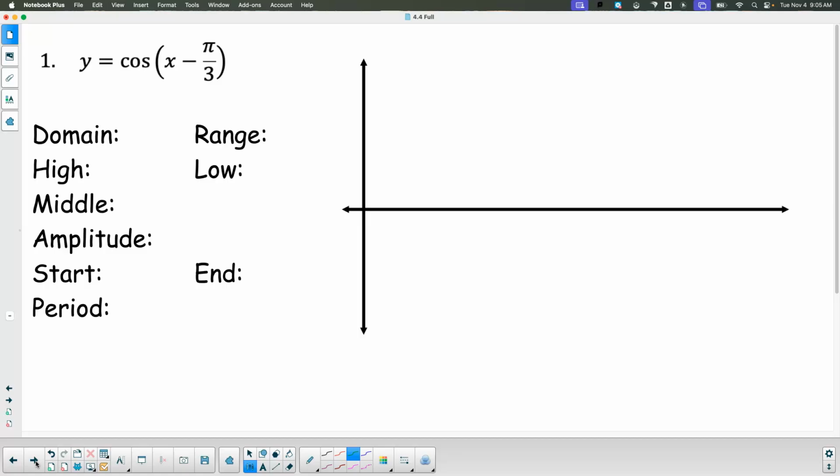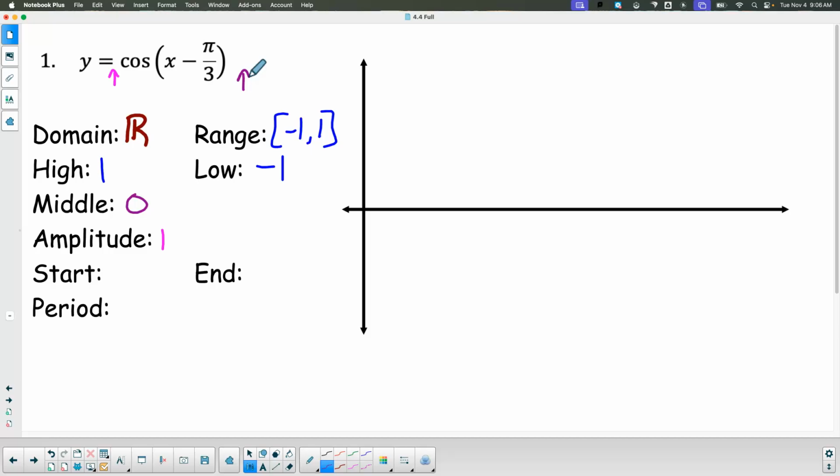Okay, so our first example is y equals cosine of the quantity x minus pi over 3. Tell me something that I know. My domain is always all real numbers. Tell me another thing that I know. The range is negative 1 to 1. So that means my high is 1, my low is negative 1, which would put my middle at 0 and my amplitude at 1.